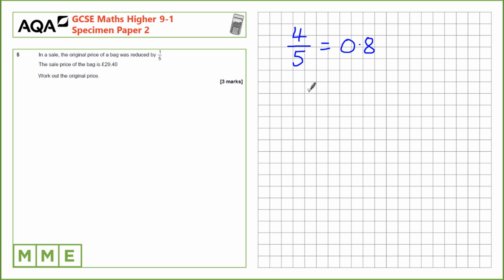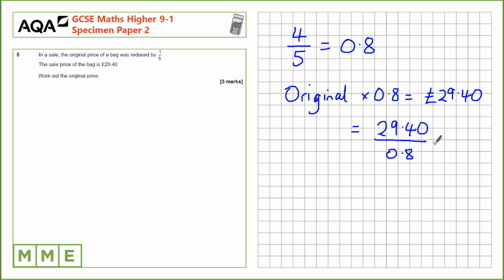So to calculate our current amount, we had the original multiplied by 0.8, and that equals £29.40. Finally, to calculate the original price, all we need to do is divide by this 0.8, so that's £29.40 over 0.8, which is £36.75.